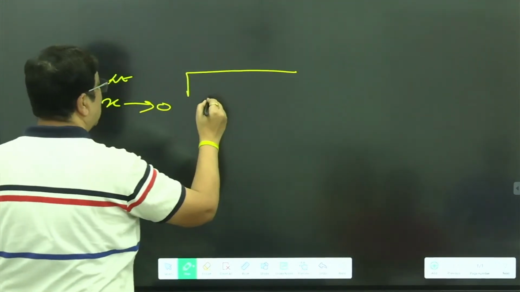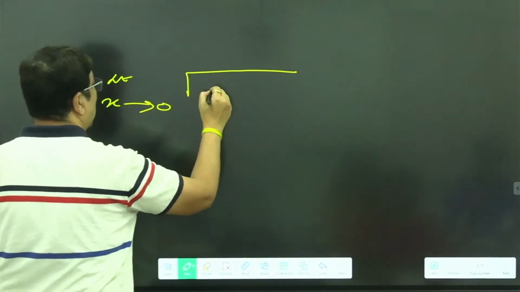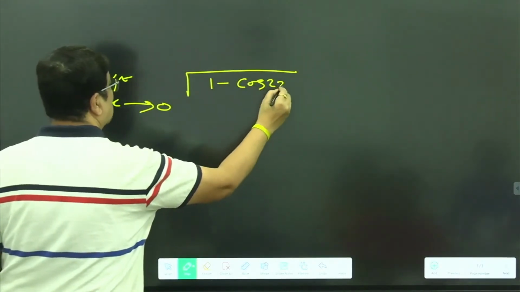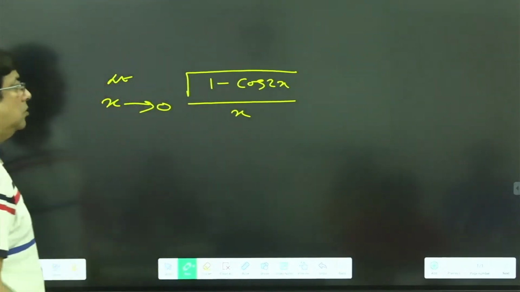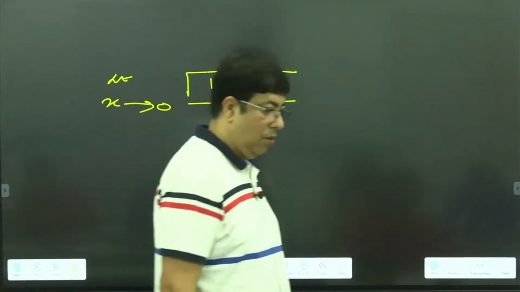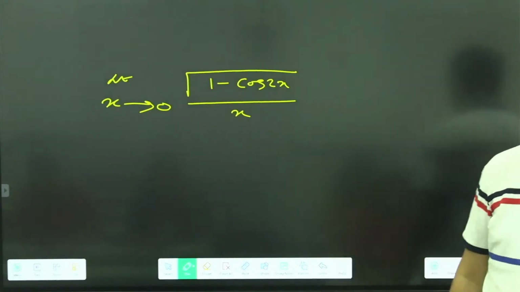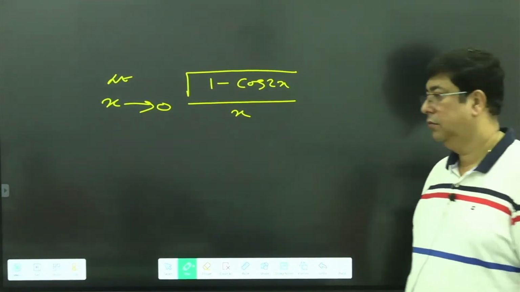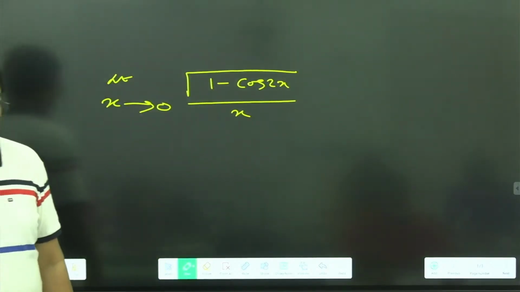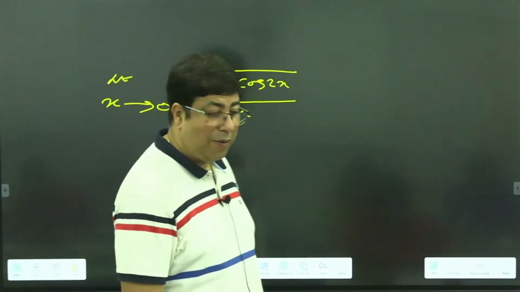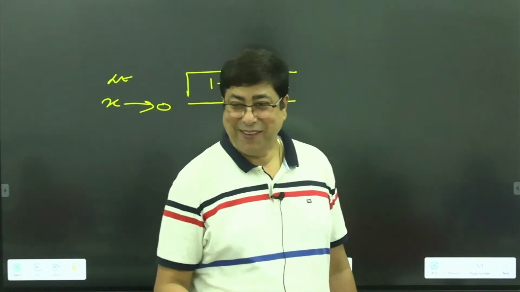One more thing I am clearing for you. These are regularly coming in the JEE examination. Limit x tends to 0 of root over of 1 minus cos 2x by x. What to do? Try to solve it. It was your homework, and whatever question I have given you, you should not ask me.